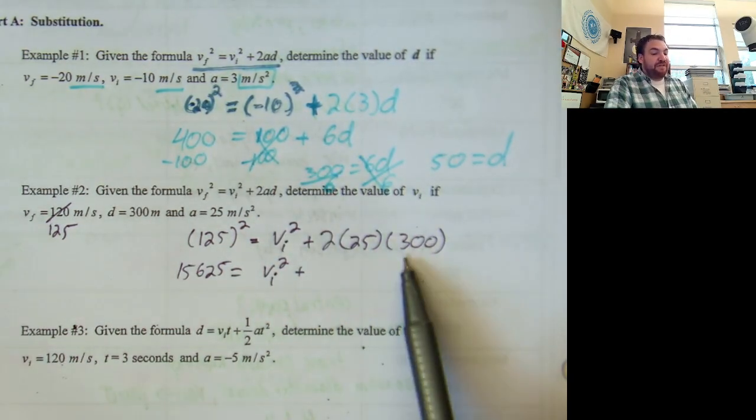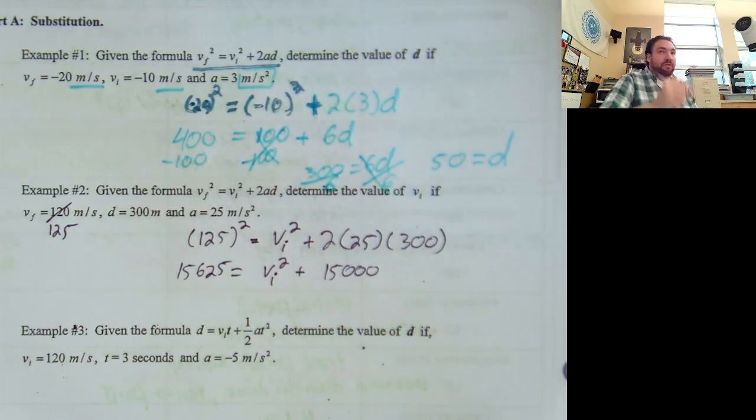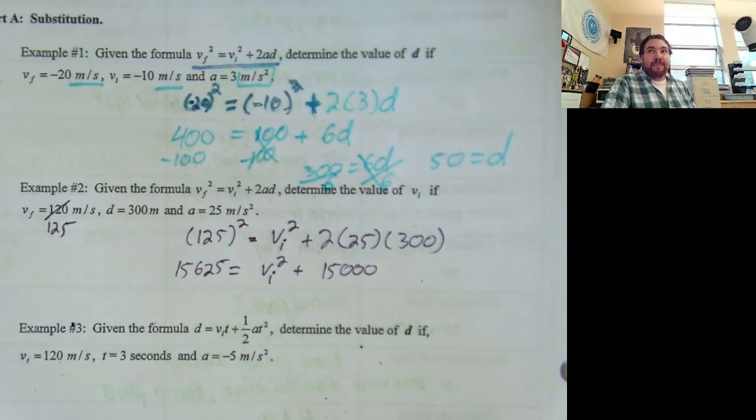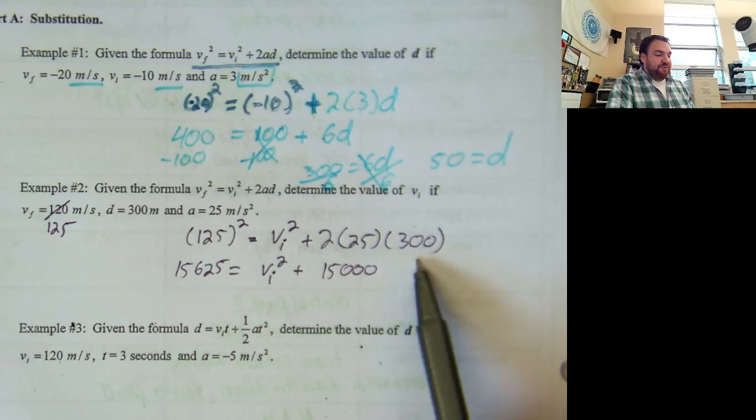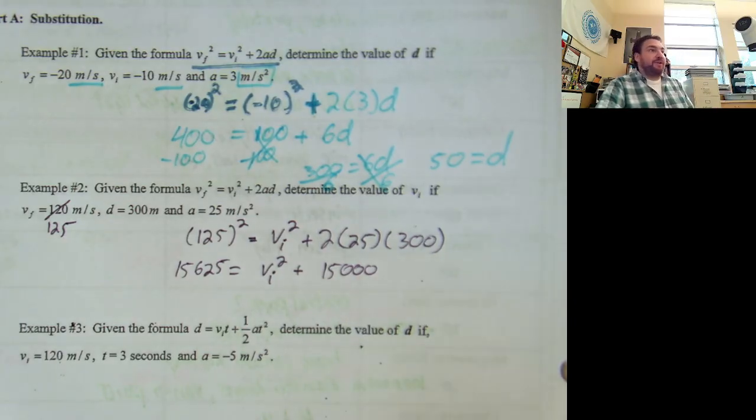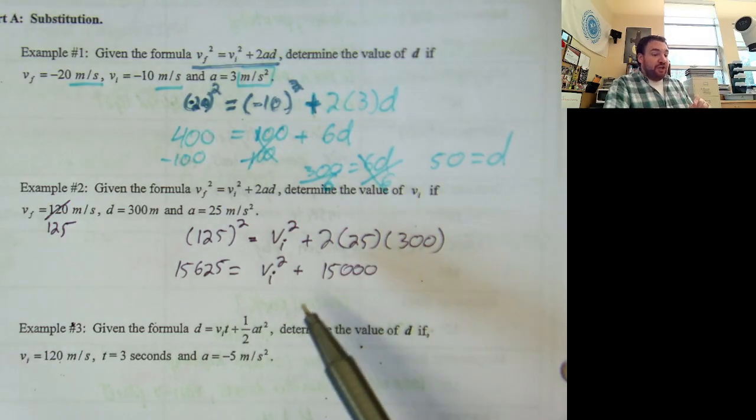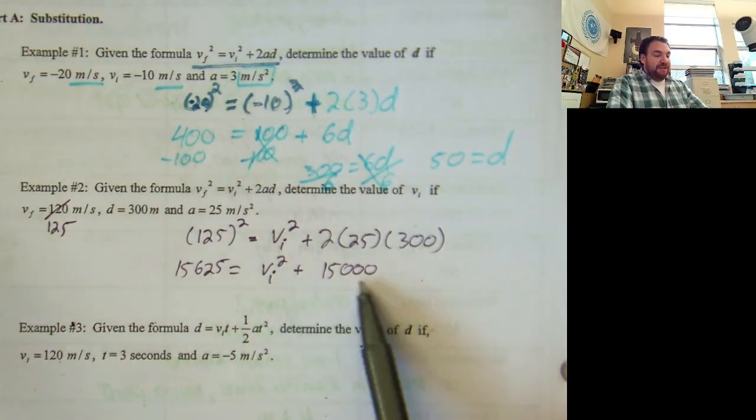5 times 3 is 15. So we're going to add 3 zeros to that. 15,000. Or you could just run this piece through your calculator. How are we going to get the VI by itself? What's the first step we got to do? Yeah, so the first thing we got to do here is we've got the VI squared plus 15,000.